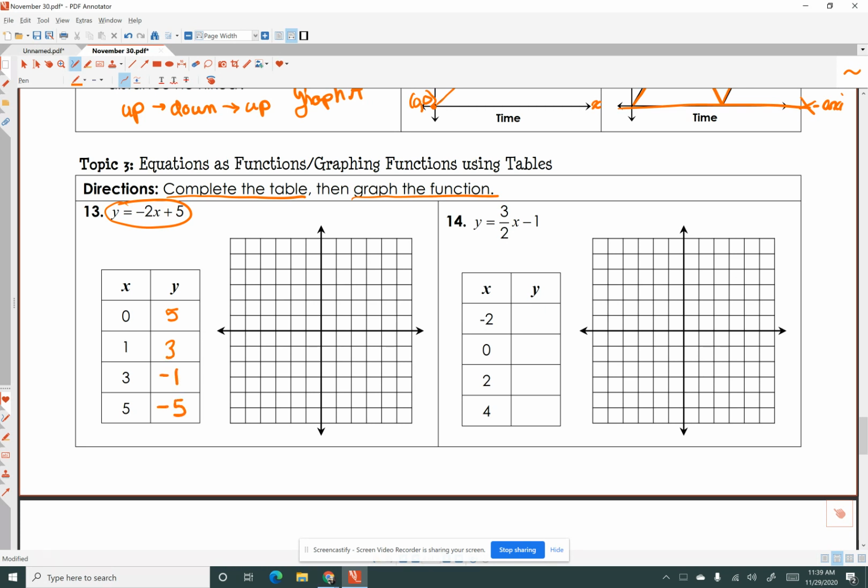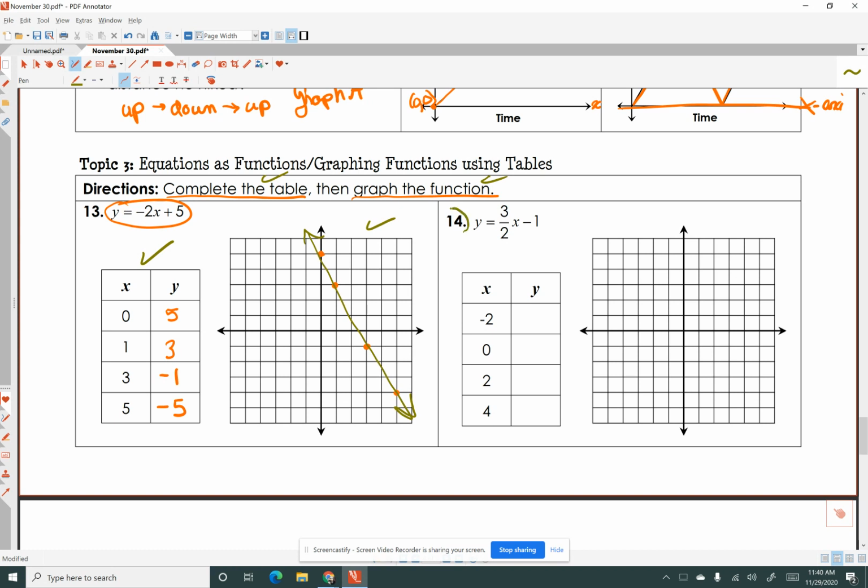So let's go ahead and graph these. 0, 5 is right here. 1, 3, 3, negative 1, and 1, 2, 3, 4, 5, negative 5. And we'll try to connect those with a smooth line. And there we have it. We've completed the table and we've graphed the function. Remember, we had two things we were supposed to do here, and we've done both of those.